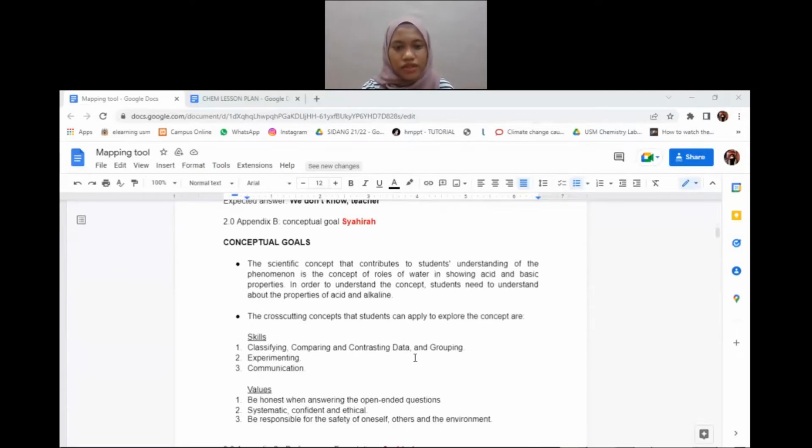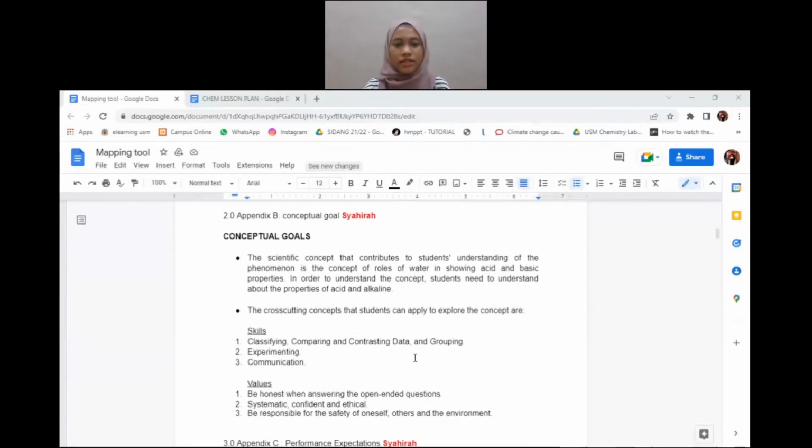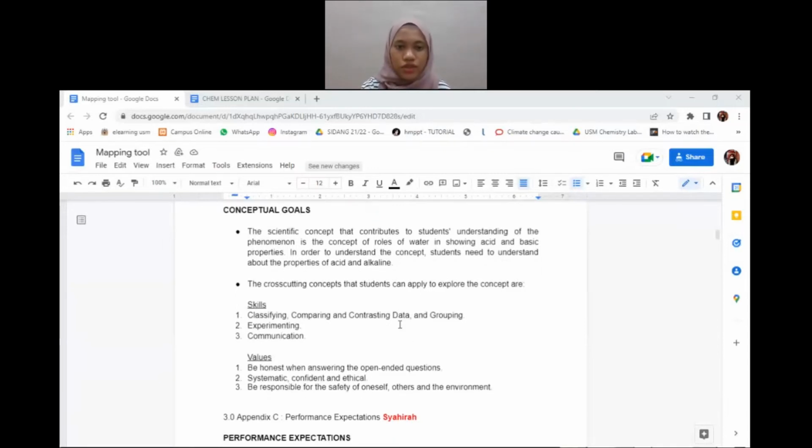So next, the conceptual goal. The scientific concept that contributes to the students' understanding of the phenomena is the concept of the role of water in showing acidic and basic properties. So in order to understand the concept, students need to understand the properties of acid and alkaline.